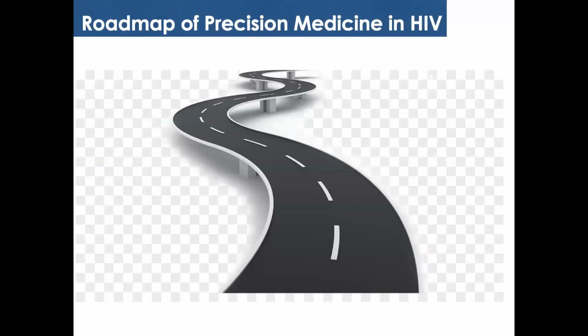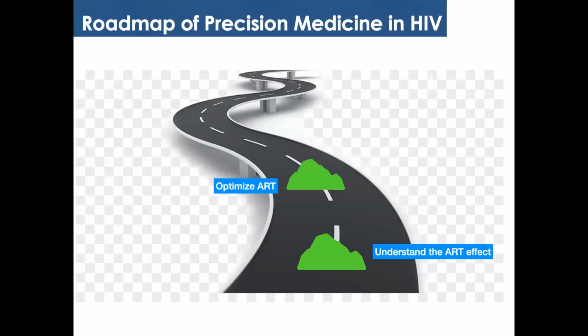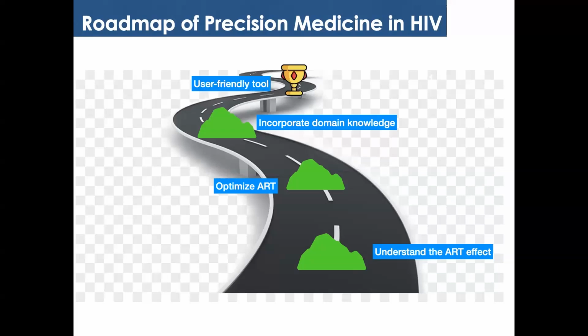Okay, so here is our roadmap of precision medicine for HIV. First we need to understand the ART effect, and then we need to find ways to optimize ART. And lastly, we also need to incorporate domain knowledge, because there are treatment guidelines and drug interactions, and a lot of domain knowledge we need to incorporate into our methods. And then we can get our holy grail, it's user-friendly software. I will briefly touch on each part. I will not delve into super detailed technical details, but if you're interested, we can talk after.